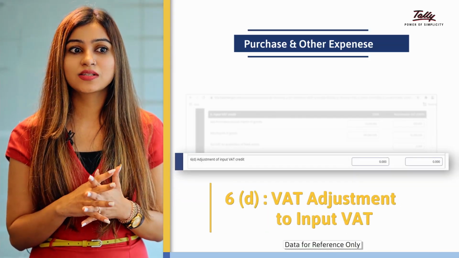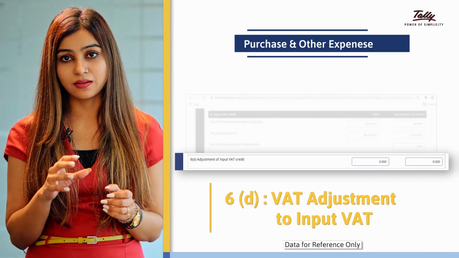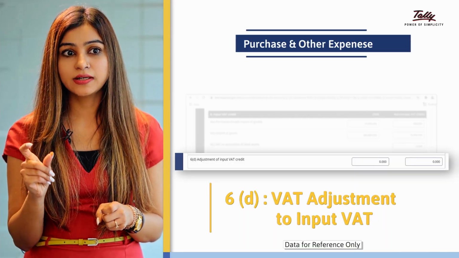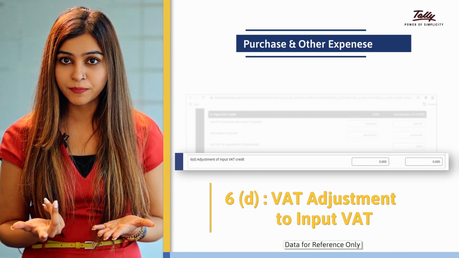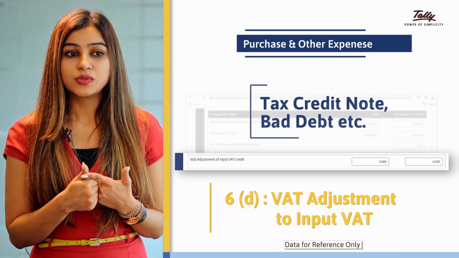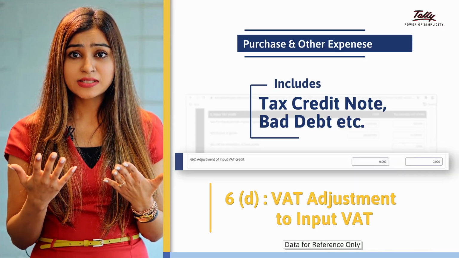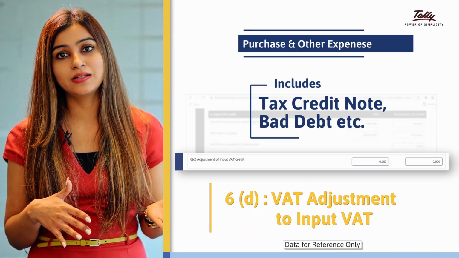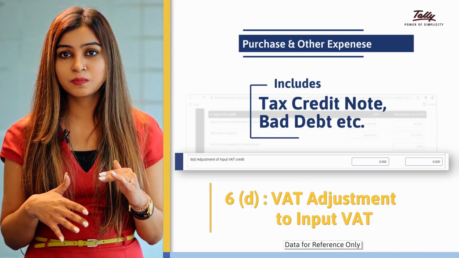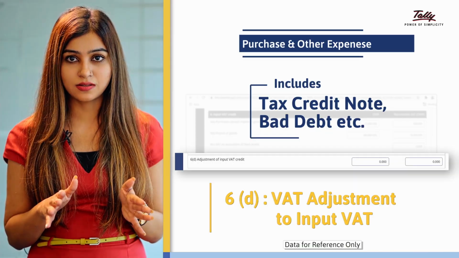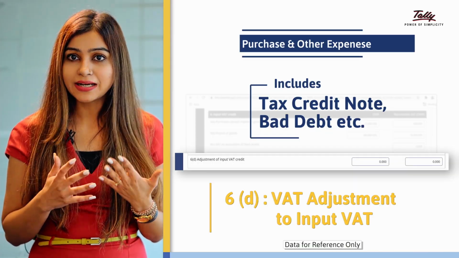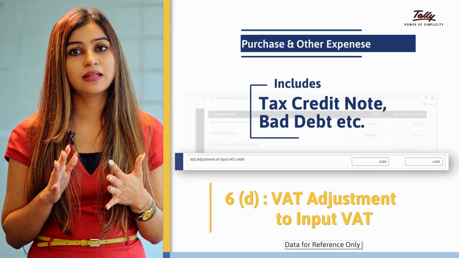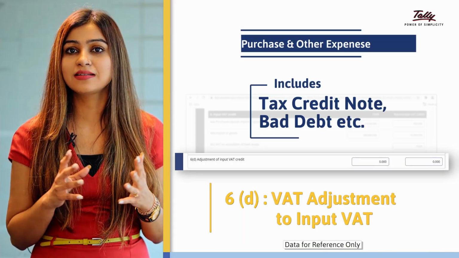Box 6D talks about the adjustment to the input VAT. Again, it is only the VAT adjustment amount that you have to record here, and it is recorded in negative. So what does it include? It includes the tax credit notes that you have received from the supplier on which you have claimed the input tax credit in the prior tax period. If it pertains to the current tax period, then it will fall in box 6A. And if there are any bad debts which have been written off and 12 months have passed and the payment has not been made, then again it will be recorded here as a negative adjustment.